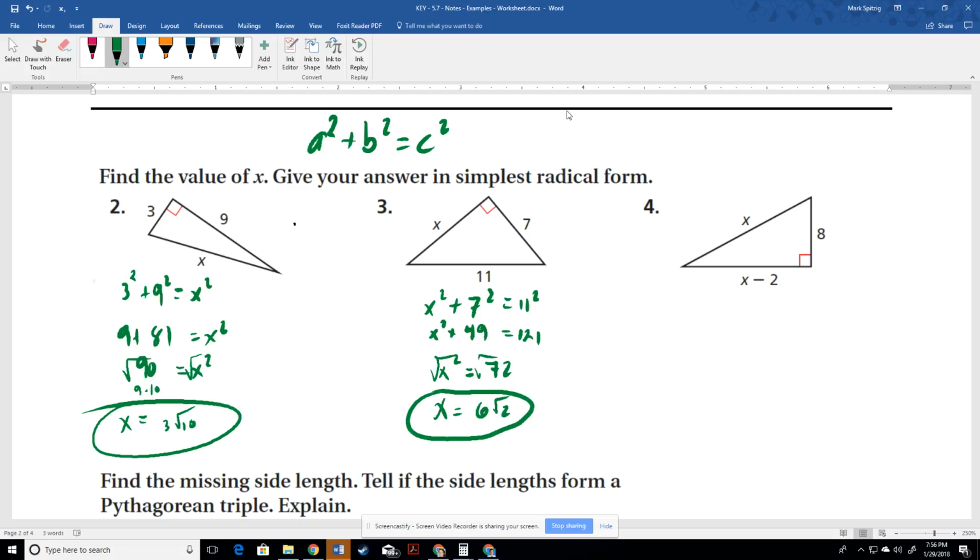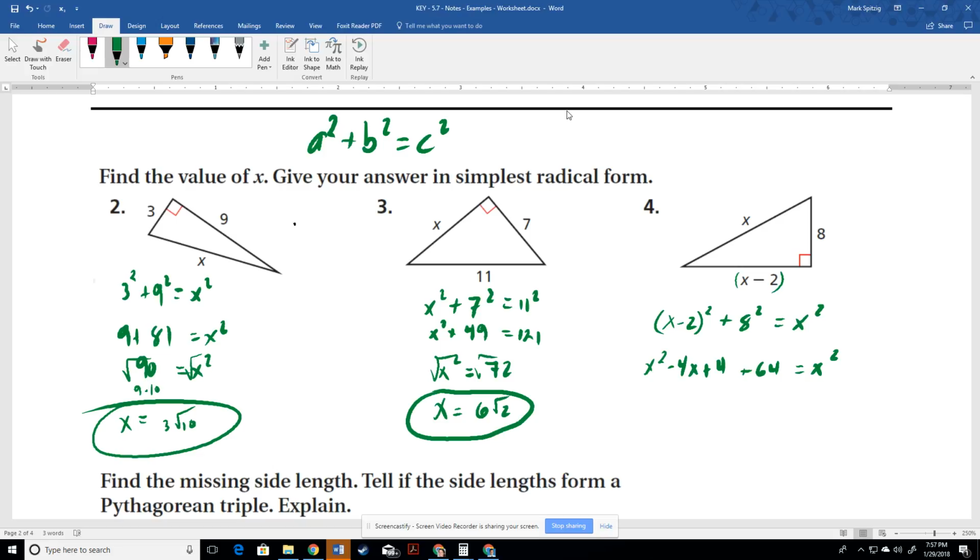All right, in this case, we have two sides with variables, but they have the same variable, so we can still do the Pythagorean theorem. It's going to be our legs. Our first one is x minus 2 squared, plus b squared, which is our 8 squared, equals our x squared, which is our hypotenuse. And then we're going to have to FOIL that. So x squared minus 4x plus 4 plus 64 equals x squared.